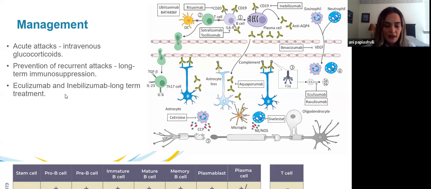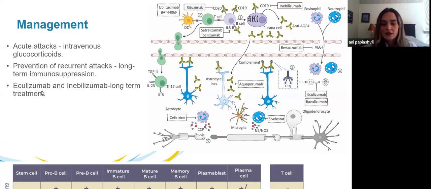And what I want to mention, we know that these IgG antibodies are produced by plasma cells, and these plasma cells come from the B cells, right? So we know that B cells have markers CD19 and CD20. So by use of these humanized antibodies, like for example rituximab and inebilizumab, we inhibit production of plasma cells and of course production of IgG antibodies against aquaporin channels, which are located on astrocytes.